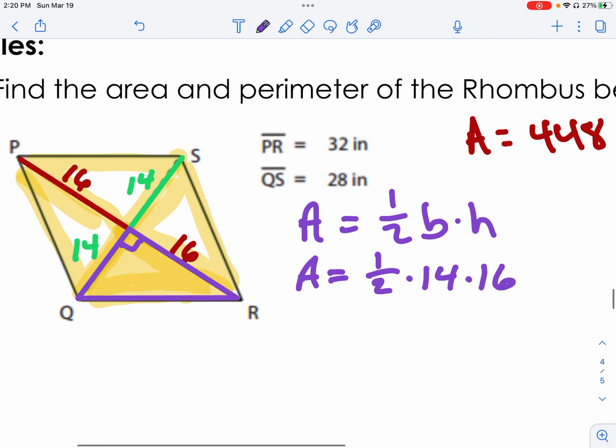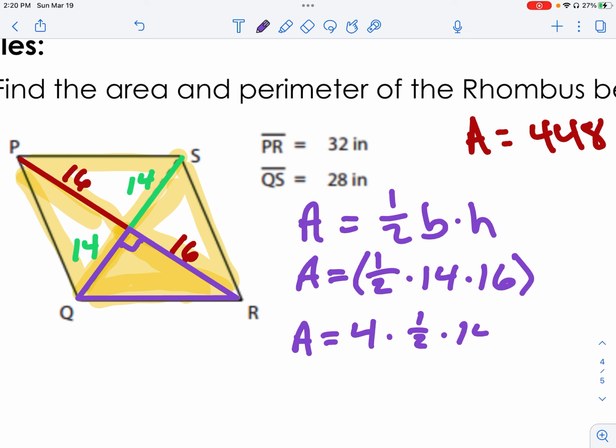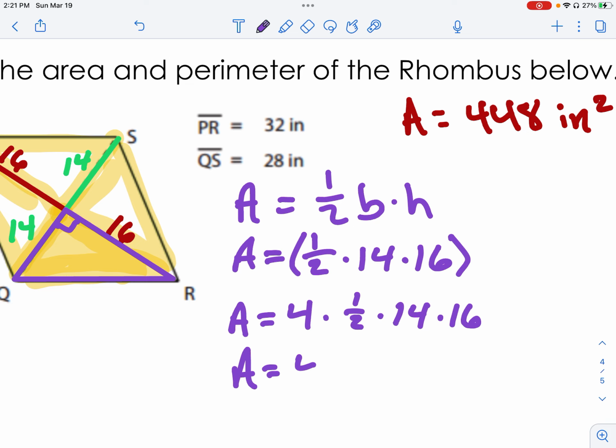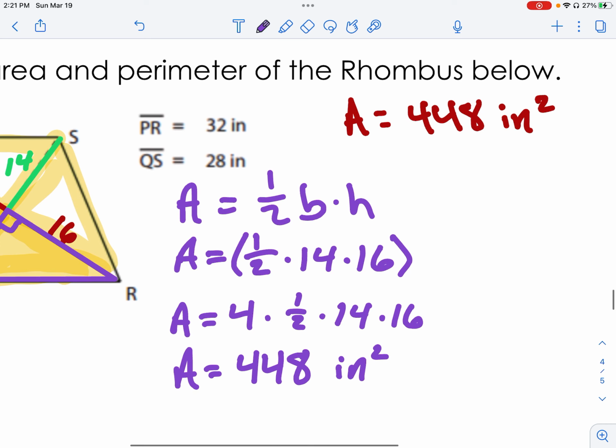And then, since we have 4 of those smaller triangles, I can multiply whatever this answer is by 4. So 4 times 1/2 times 14 times 16. And what do you know? When I plug that in my calculator, the answer is 448 inches squared. And thankfully, those match up.